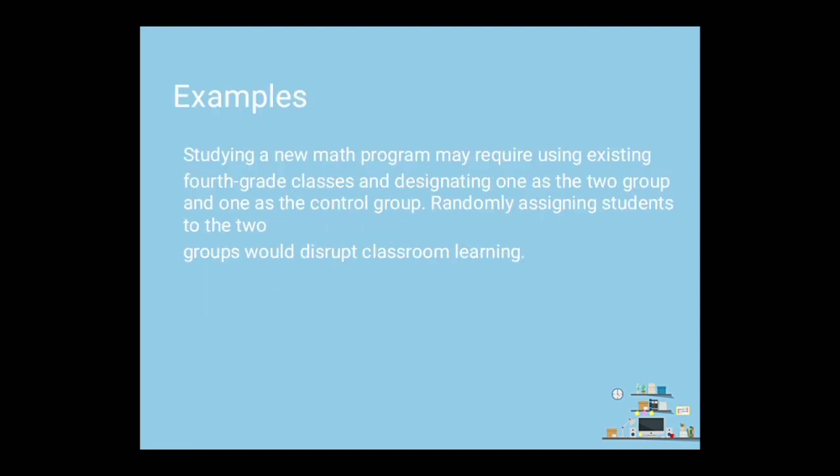Okay, in examples, to make it clear, studying a new math program may require using existing fourth grade classes and designating one as the true group and one as the control group. Randomly assigning students to the two groups would disrupt classroom learning.